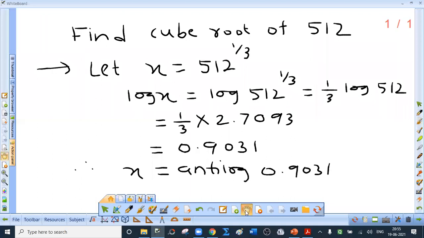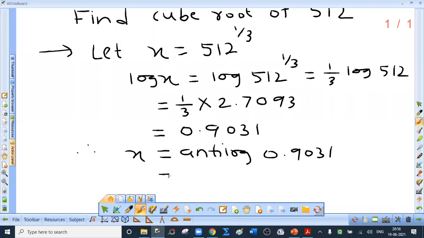0.9031. Initially, we do not consider the characteristic, which is 0, because this tells us that there is only 1 digit in the integral part. Remember, when we use the anti-log table, we always get a 4-digit number, and the characteristic decides the position of the decimal point. So find the number in the anti-log table which is in row 0.90 and column 3. To it add the number which is in the same row, that is 0.90, and column 1 in the mean difference section. If you add, you get 8000.